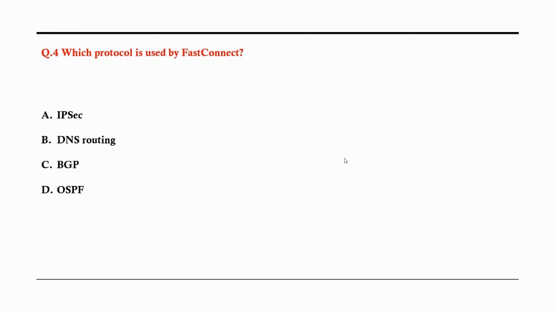Question 4. Which protocol is used by FastConnect? FastConnect we use to connect to on premises. So it works on a WAN protocol. And the correct answer is C, BGP.